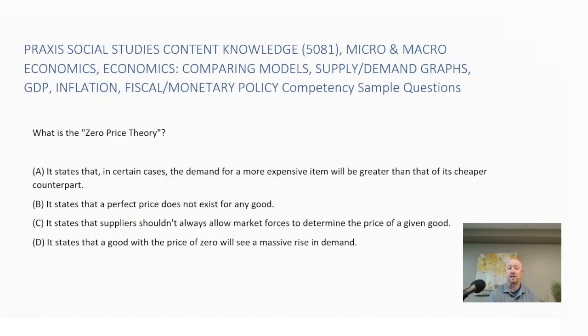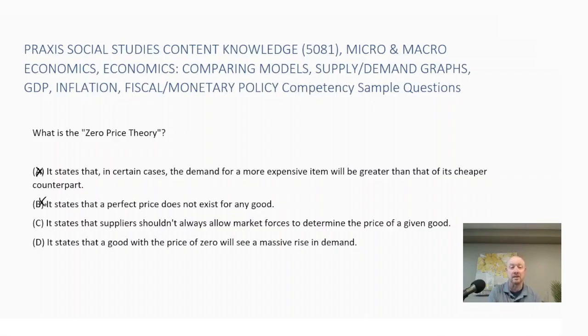All right, so let's eliminate some possibilities here. I'm going to eliminate A. The demand does not go up the more expensive an item is. It actually goes down. Choice B, I'm going to eliminate that. It states that a perfect price does not exist for any good. Companies are always using mathematical models to find the perfect price point. So I'm going to eliminate that choice.